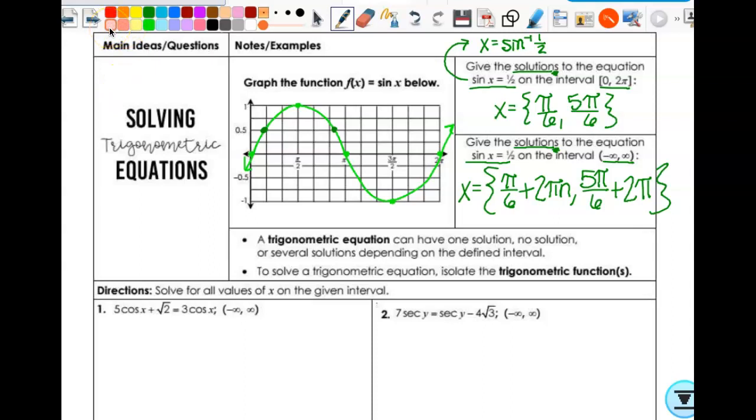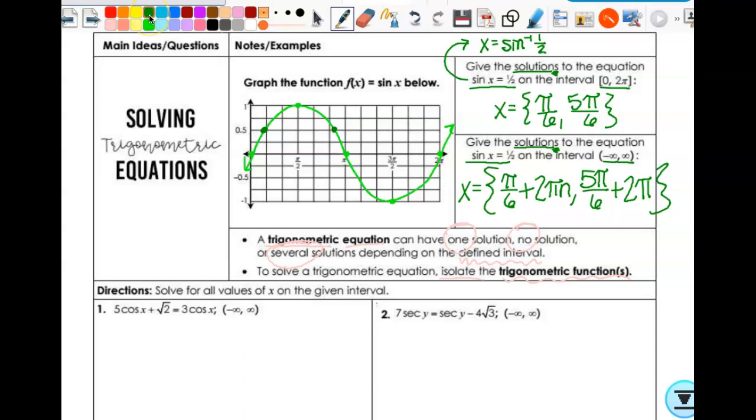Okay. So when we solve a trigonometric equation, it can have one solution, no solution, several solutions, or an infinite amount of solutions. And that depends on the defined interval. So the interval is very important to us. When you solve an equation that's not a trig equation, my goal is to isolate the variable. That's still our goal, but before we isolate the variable, we have to isolate the trigonometric function. I have to isolate the sine of x or cosine of x or tangent of x or whatever it is. Then I can get x out of it.